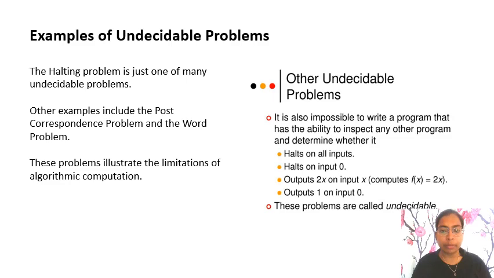Other undecidable problems. It is also impossible to write a program that has the ability to inspect any other program and determine whether it halts on all inputs, halts on input 0, outputs 2x on input x, computes f(x) = 2x, or outputs 1 on input 0. These problems are called undecidable. These are examples of undecidable problems.